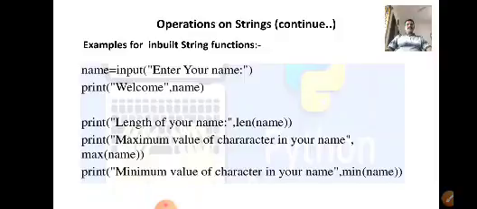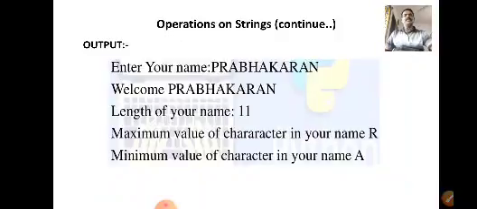Print maximum value of character in your name. Maximum value means ASCII values. Then print minimum value of character in your name. Minimum is a built-in function, maximum is a built-in function, and len is the built-in function that finds the length of the string. Then the maximum value of the given string and the minimum value of the given string are found by using those built-in functions.